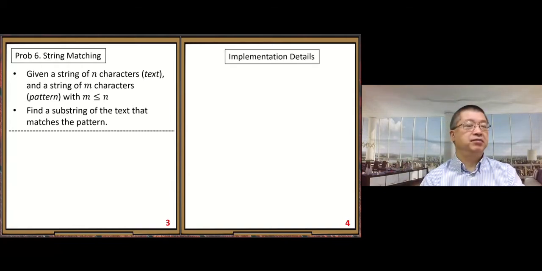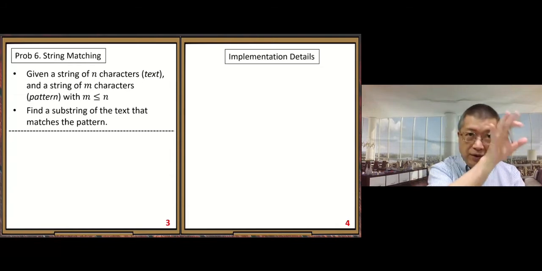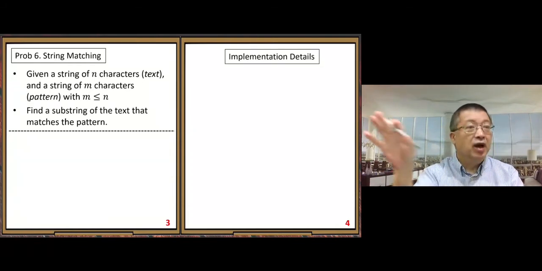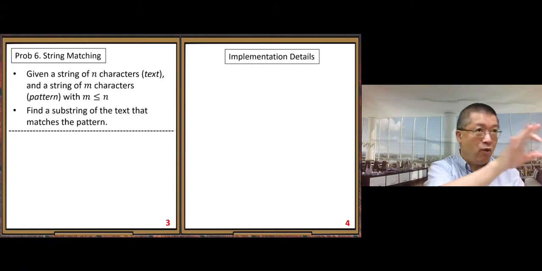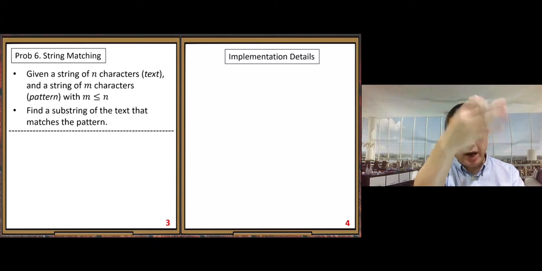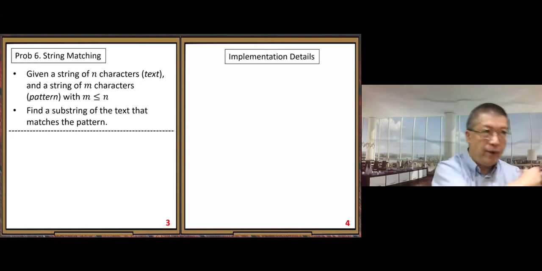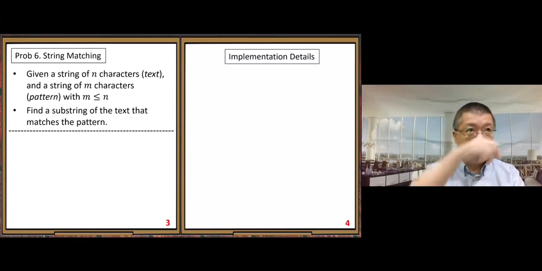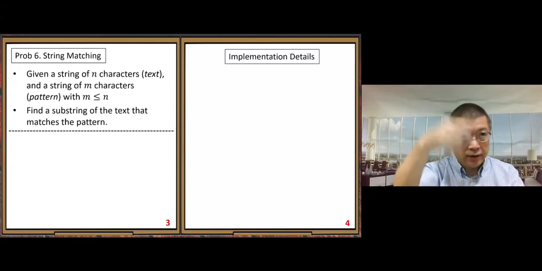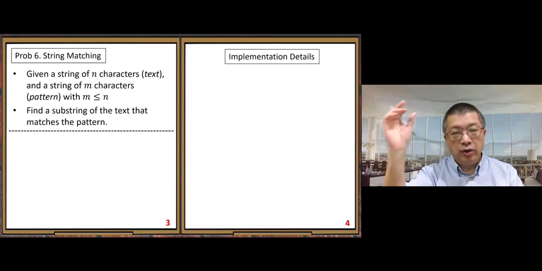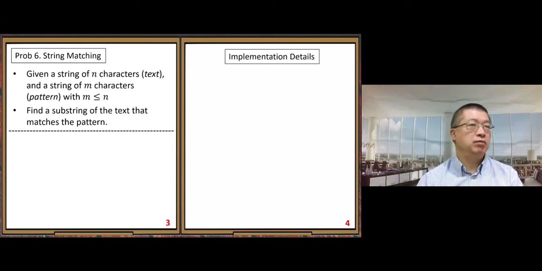Implementation details. This time we want to solve it. Solving the problem is pretty easy. We know the total number of M substrings. We just go one by one. Every time we get one M substring, we compare: match or not. If it's a match, we return the location and the function terminates. If not, we keep doing comparisons like that until we reach the last M substring.